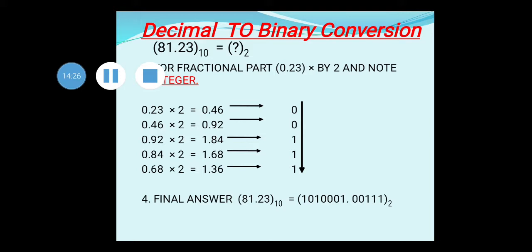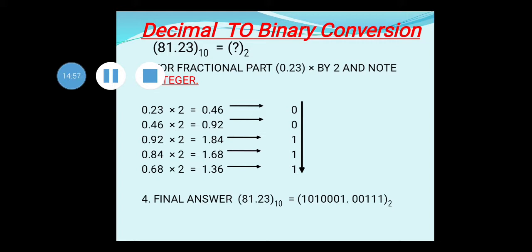Put it down again. This you are going to multiply by 2 again. So 0.46 multiplied by 2 gives the result 0.92. Here the integer is 0, so note it down, and the fractional part, that is after the decimal point, is 0.92. Again I'm going to multiply by 2. So I get the result 1.84. Here the integer part is 1. Note down that.